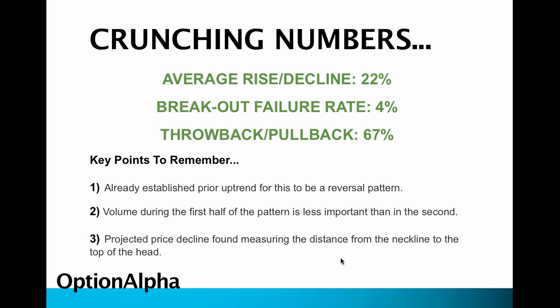So some key points to remember with the head and shoulders top. An already established prior uptrend has to be in place for this pattern to be relevant as a reversal. So like I told you before, this cannot form in the middle of a downtrend. It has to form at the top of a long sustained uptrend. Volume during the first half of the pattern is less important than in the second.